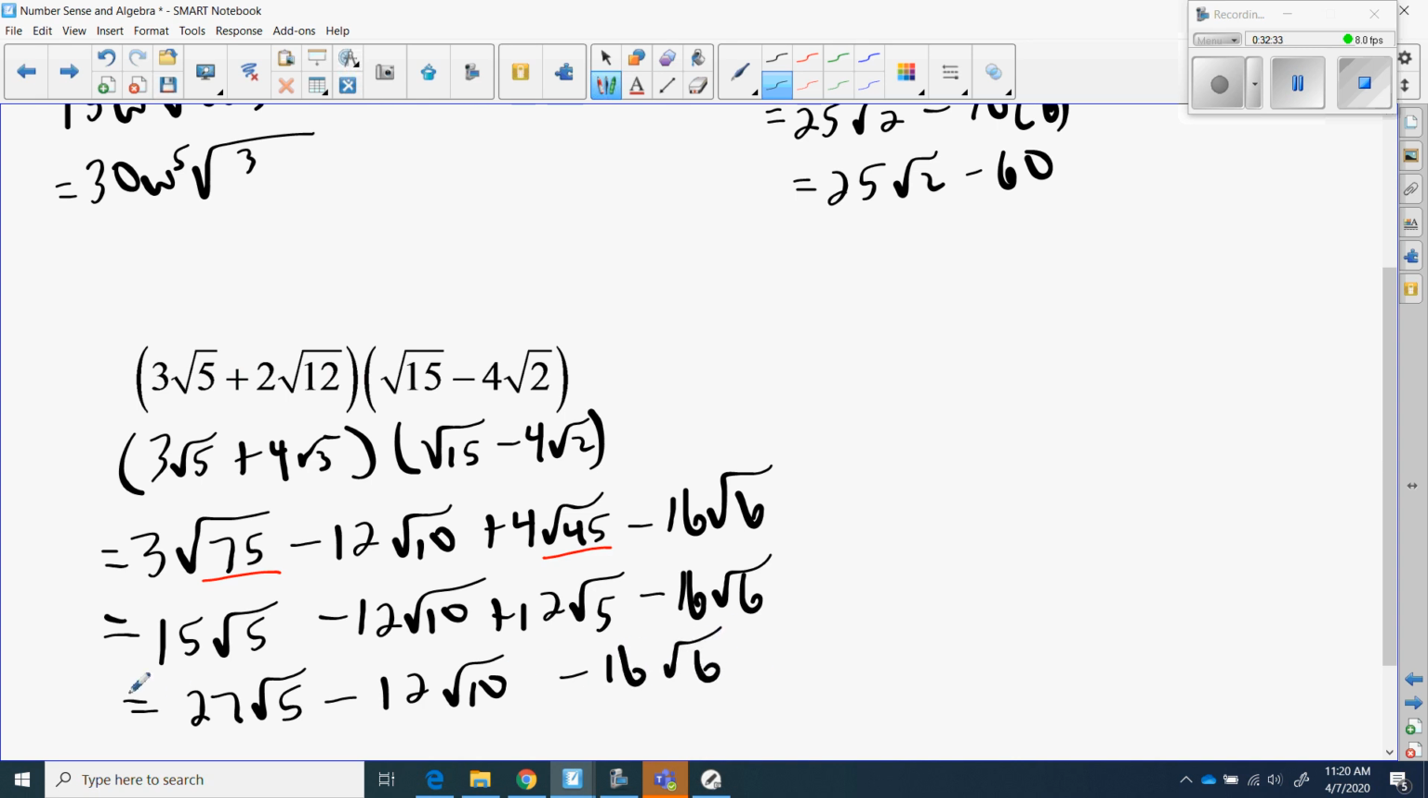And there you have it. That would be your expanded. So if they say expand or multiply, all means the same thing. Distribute this through the brackets like you would regular binomials from your algebra skills, and then reduce your radicals and collect any like radicals together at the end, and you'd have your final reduced answer.